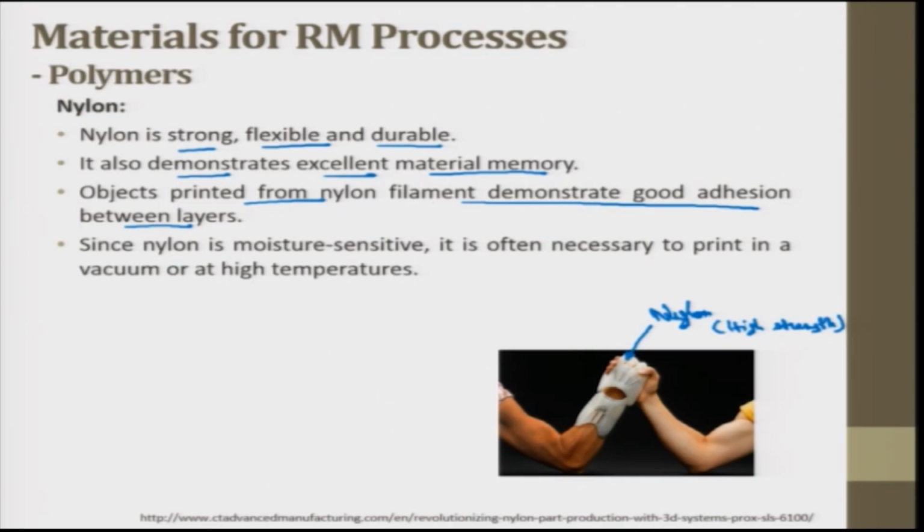Since nylon is moisture sensitive, it is often necessary to print in a vacuum or at high temperatures to avoid any water getting into the material and producing defects such as pores. Now low run, smooth finish nylon parts are used in everything from consumer electronics to adventure sports. So this is also one of the materials.